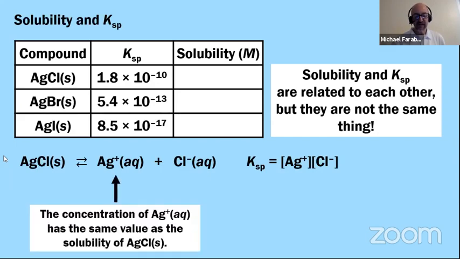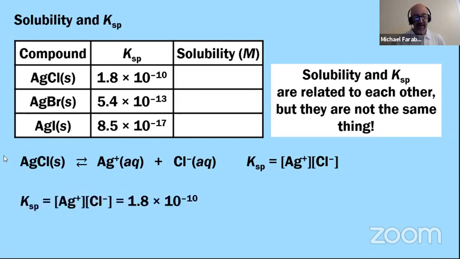What I'm going to do is recognize there's a 1-to-1 mole ratio between the silver chloride itself and the silver ion. So the concentration of silver or chloride, I could use either one, is the same as the solubility. So if I can figure out the number of moles per liter for silver, then that is the solubility of the entire compound in terms of moles per liter. So how do I do that?